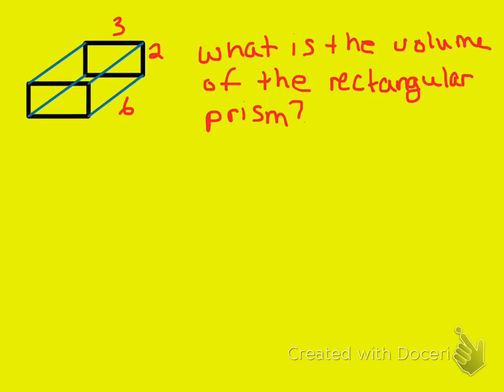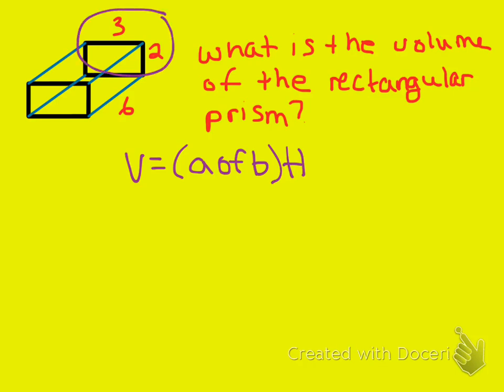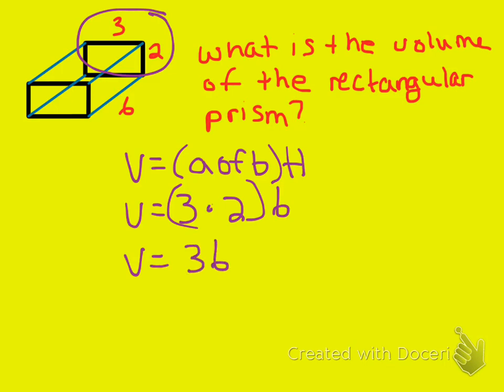Technically, it doesn't have a formula on your formula sheet, but you know that the formula is area of the base times the height. So I know that I can count, this is my base, so 3 times 2 times the height, which is 6. So volume equals 6 times 6, which is 36. It didn't give any dimensions or units, so it'd just be volume equals 36. So that's it.